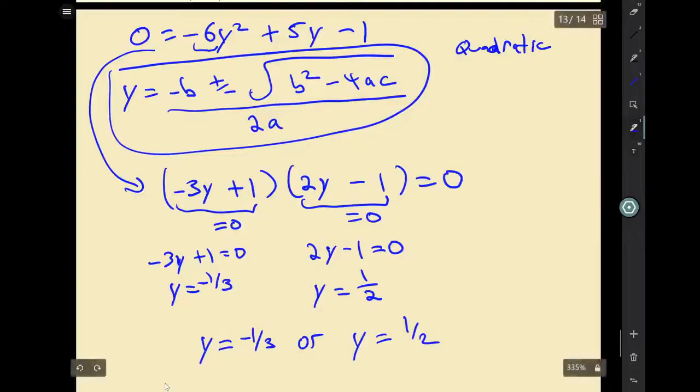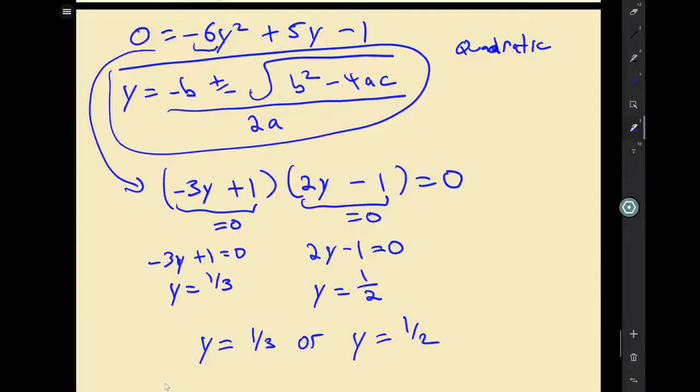Well, I can see right away, because I'm plugging it in, that I made a mistake over here. It should be y is equal to 1/3. When y is equal to 1/3, then we get negative 1 plus 1, which is equal to 0, and y was equal to 1/2 as well. So I almost made a mistake, but I caught myself.